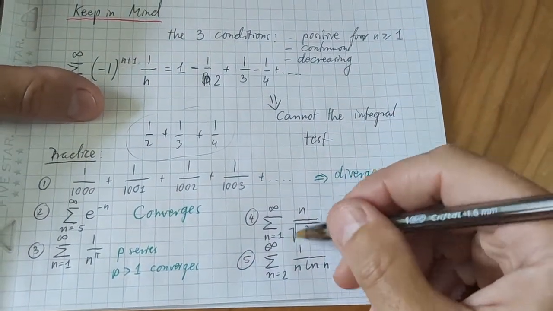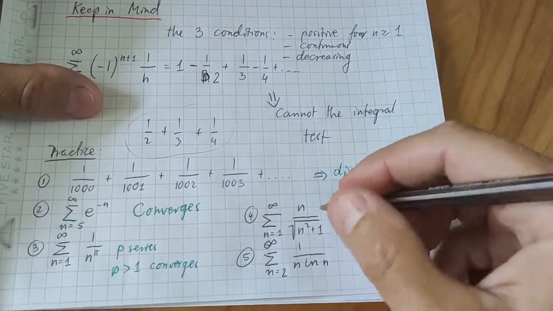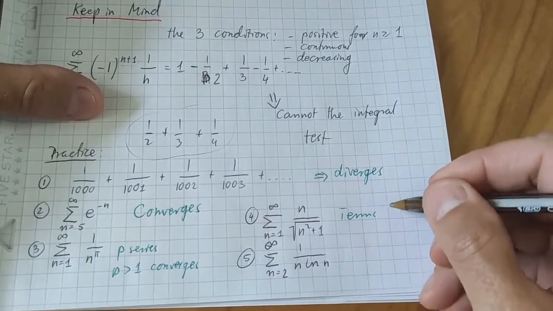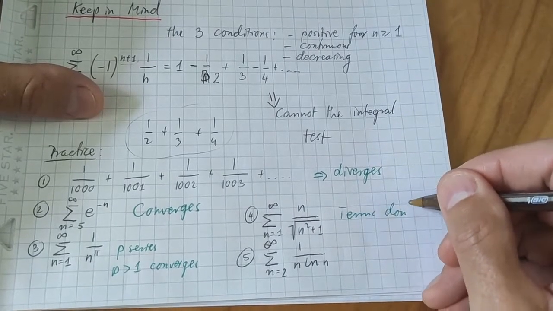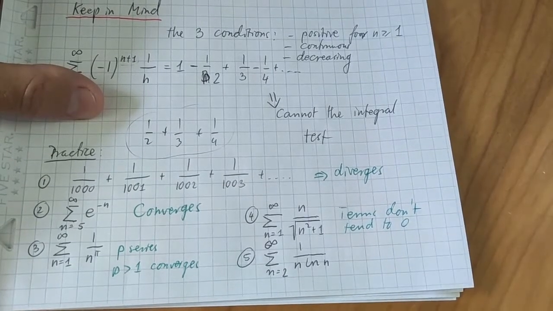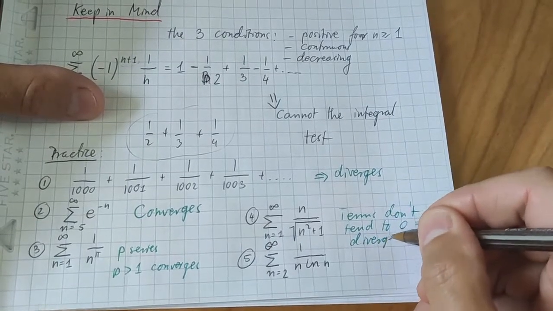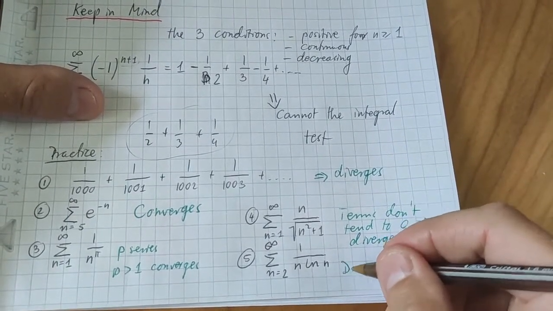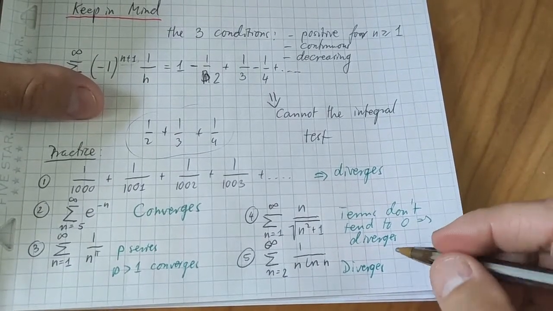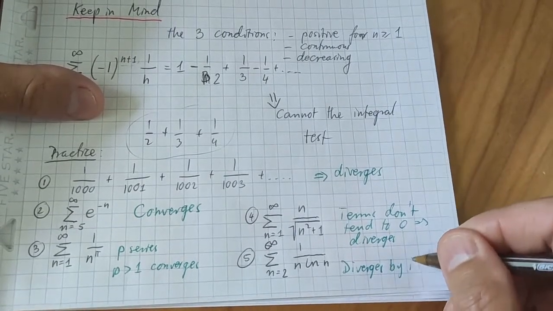Okay, for this one, if you write a couple terms, you can see that the terms are not getting closer to 0. So terms don't tend to 0. The conclusion is it diverges. And this one also diverges. This one you need to do some work: you need to do that integral test. It diverges by the integral test.